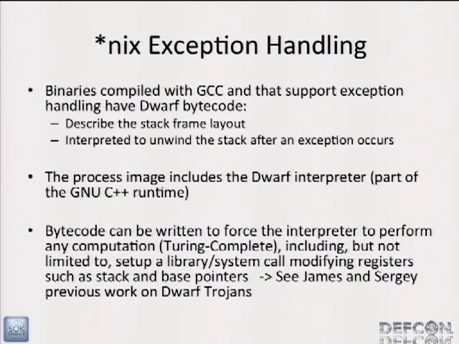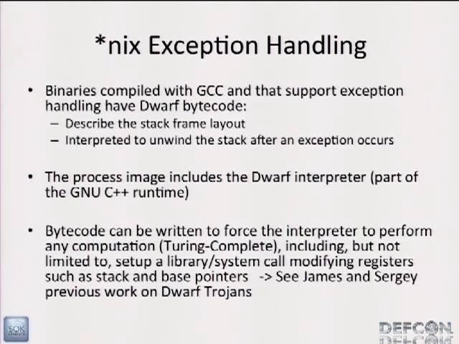So all binaries compiled with GCC support exception handling. So this is primarily C++ we're talking about. It's also GCJ and any other languages using a GCC backend. LLVM and Clang are GCC compatible here, so I'm not going to differentiate that.